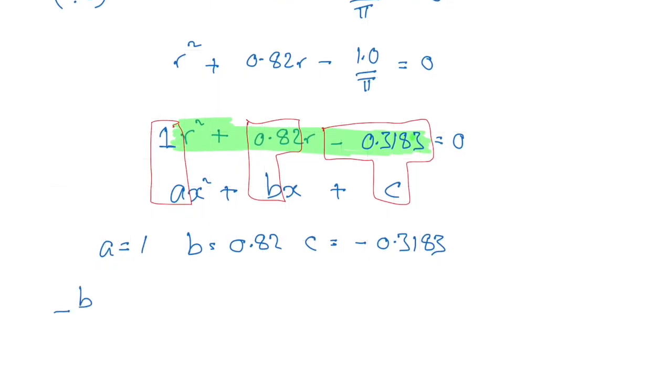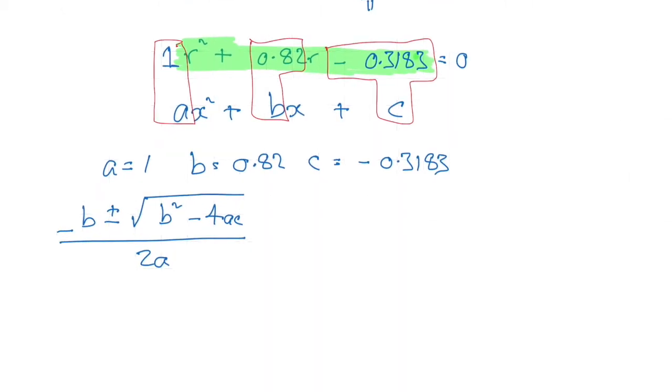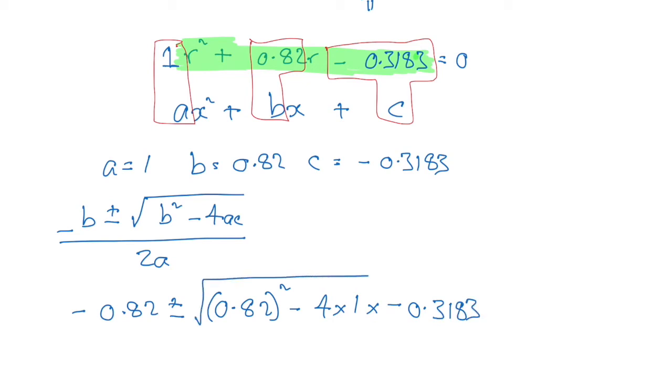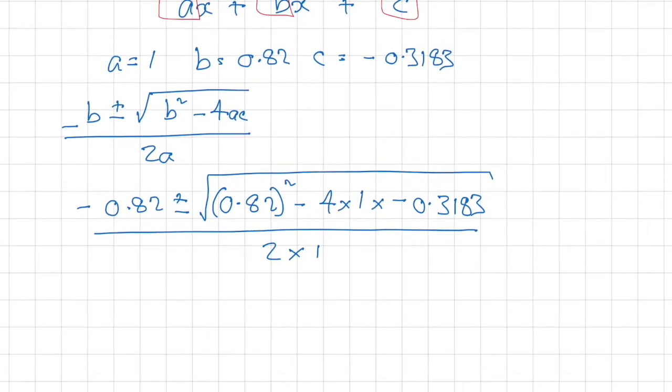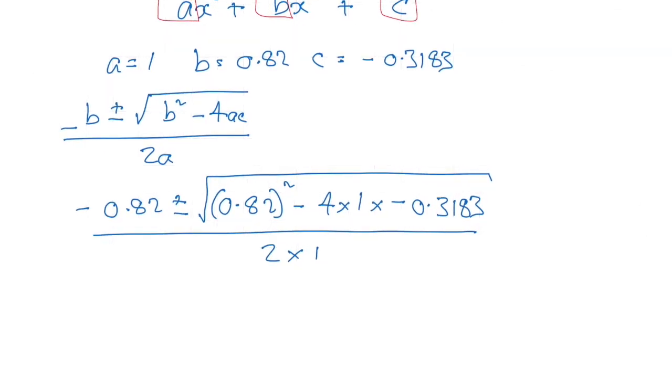Remember, our quadratic equation is minus b plus or minus the square root of b squared minus 4ac all over 2a. Put our values in, minus 0.82 plus or minus the square root of b squared, so 0.82 squared, minus 4 times 1 times minus 0.3183. I'm going to take the square root of all of that and divide that by 2a, 2 times 1. We'll tidy this up.